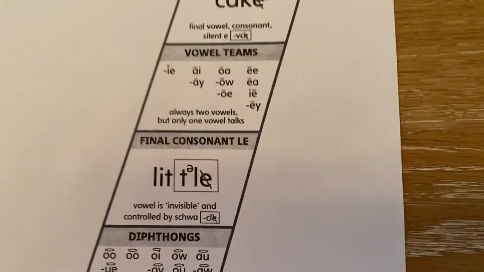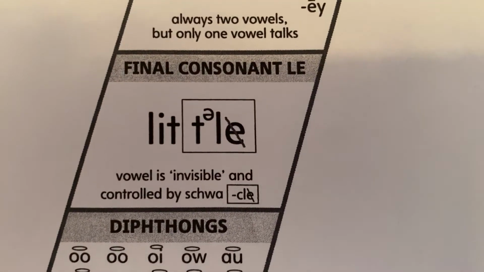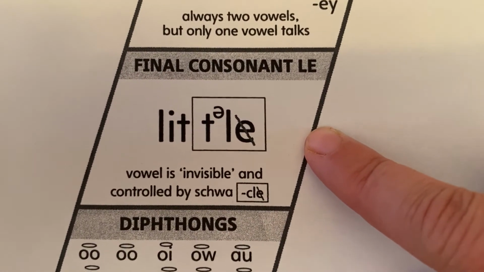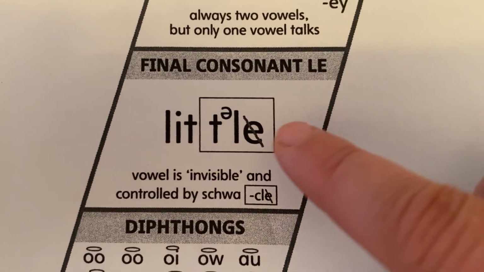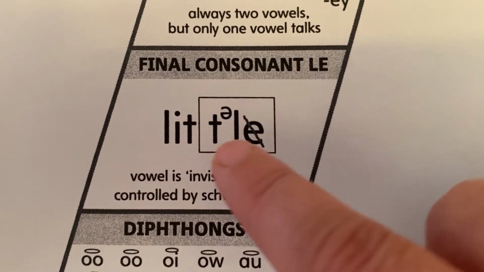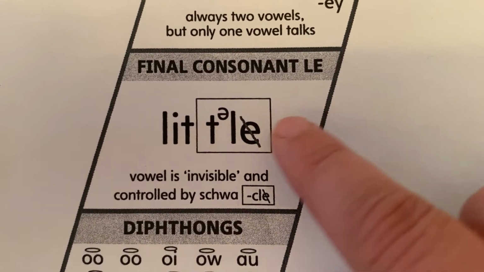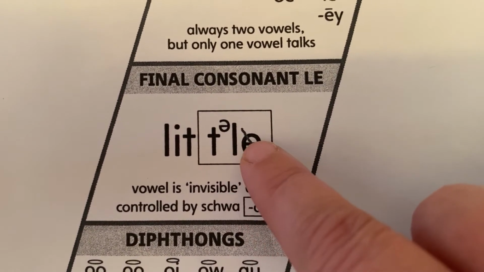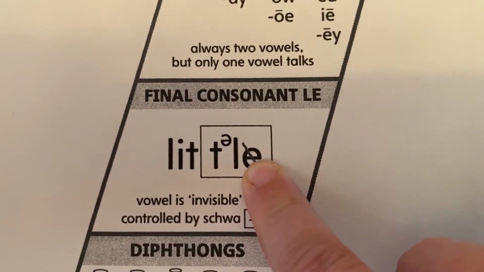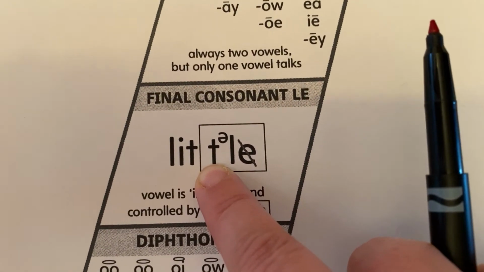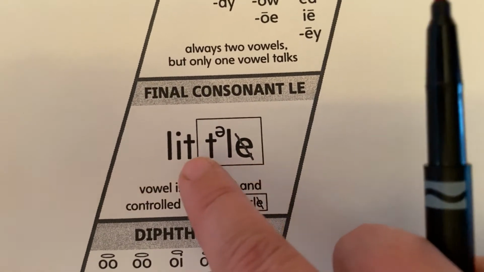So boys and girls, today you learned about a new syllable type. Let's take a look at our 7. And on our 7, you will see final consonant LE. And they showed you here how there's almost an invisible vowel where we're making that schwa sound. Remember, when we see that LE at the end of a word, we think, ooh, is there a consonant? There is. Then it's the consonant LE syllable.